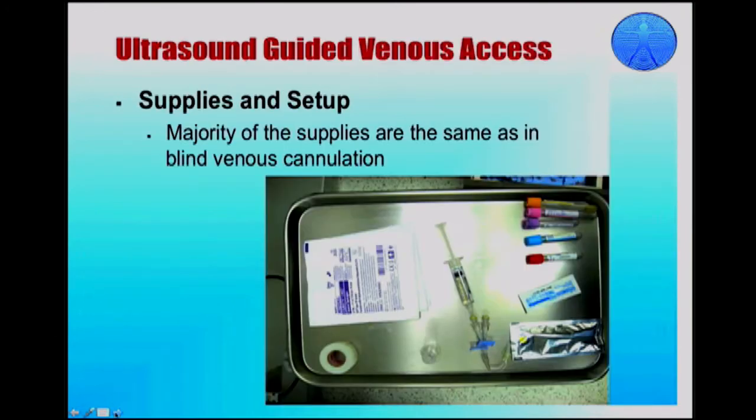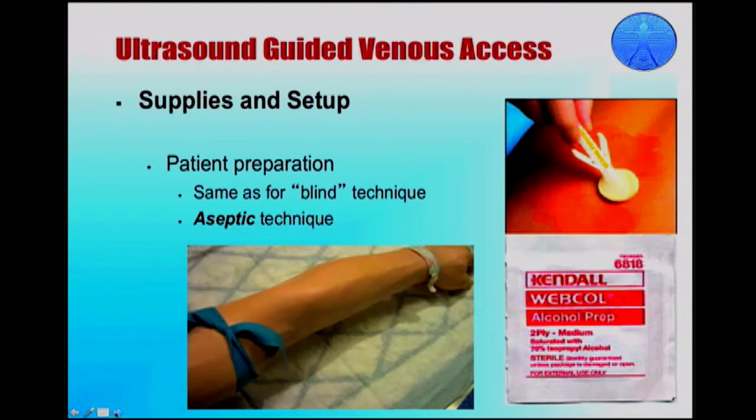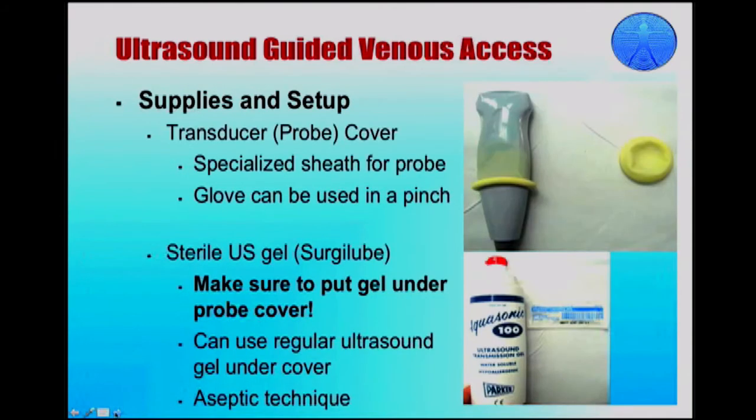Now, the majority of supplies for peripheral venous access, whether it's blind or using ultrasound guidance, are almost the same. There's a couple exceptions we're going to talk about in a minute. Since this is a peripheral venous access, we use aseptic technique for prep. We don't have to use a sterile technique, even though this is going in a little bit larger vein than what we typically use for blind venous access.